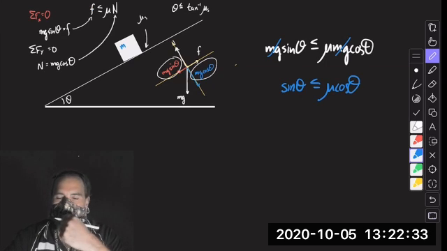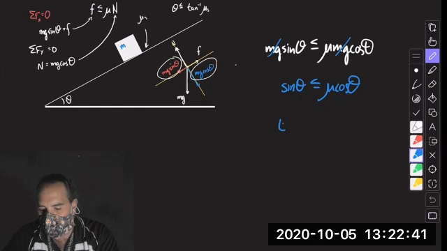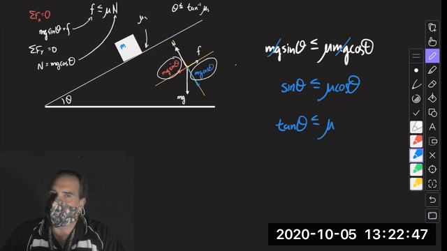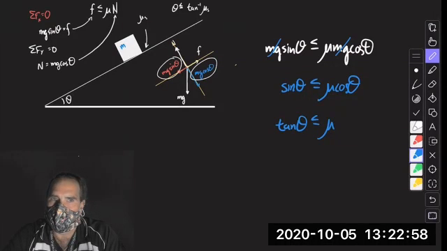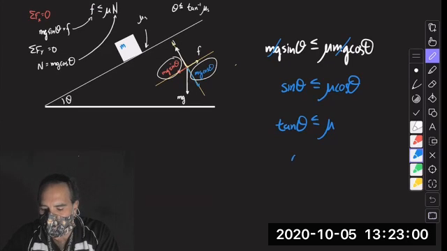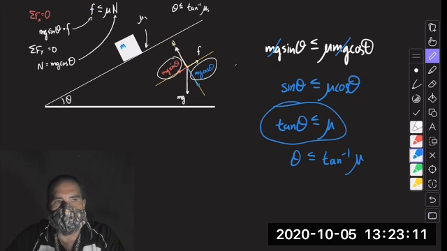You should be looking for opportunities to collect your terms when possible. And here's one of them. When I divide both sides by cosine, I get tan theta is less than or equal to mu. This shows up a lot with inclined planes. So being aware that you're going to get this tangent function, it's not inappropriate. It's something that you should look at. Although I should go one step further and say theta has to be less than or equal to the inverse tangent of mu, I think basically the problem stopped when you recognized this.